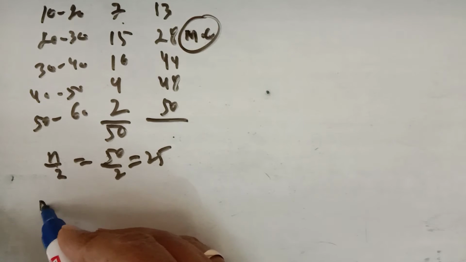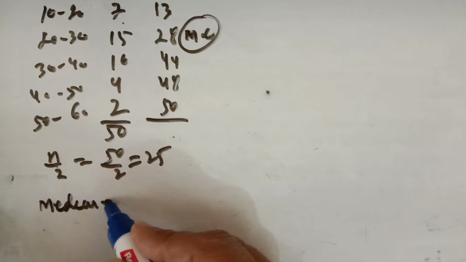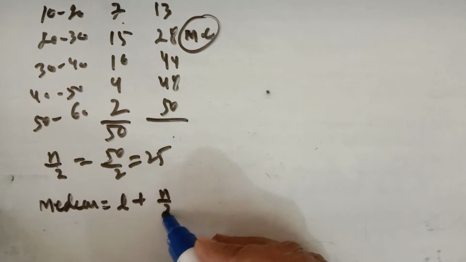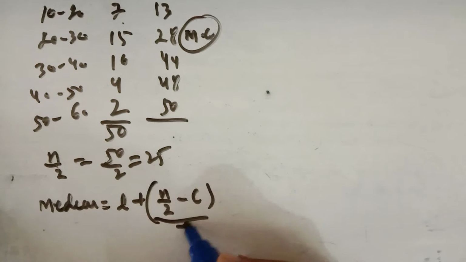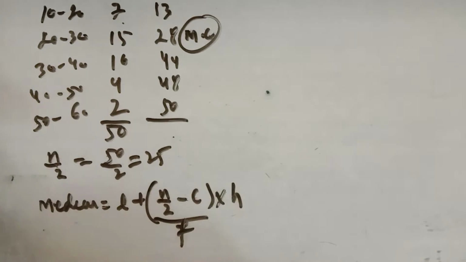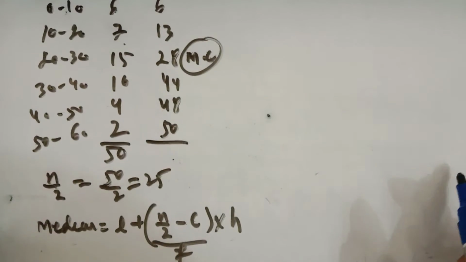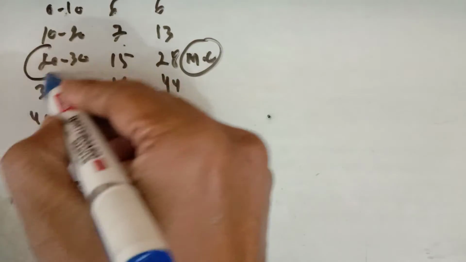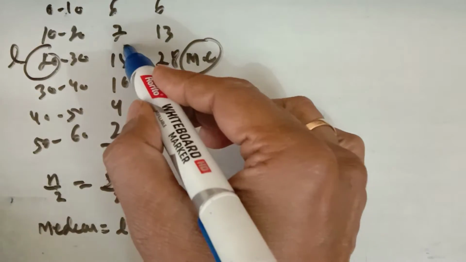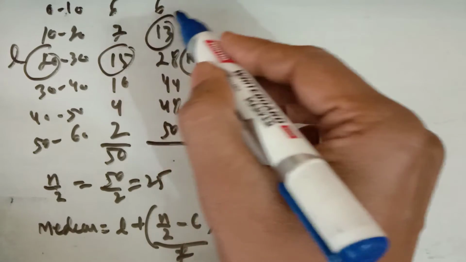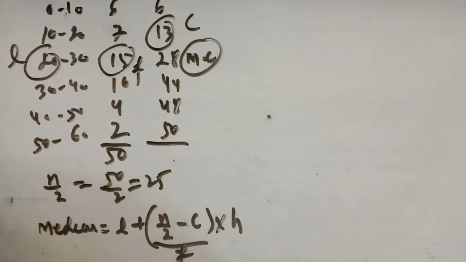The formula for the median is lower limit plus n by 2 minus c upon f into class size. You know how to find the median. You have done it in your lower classes. So the median class here is 20 to 30, whose lower limit is L, the frequency is f, and this is C. You know, we find it from the formula.